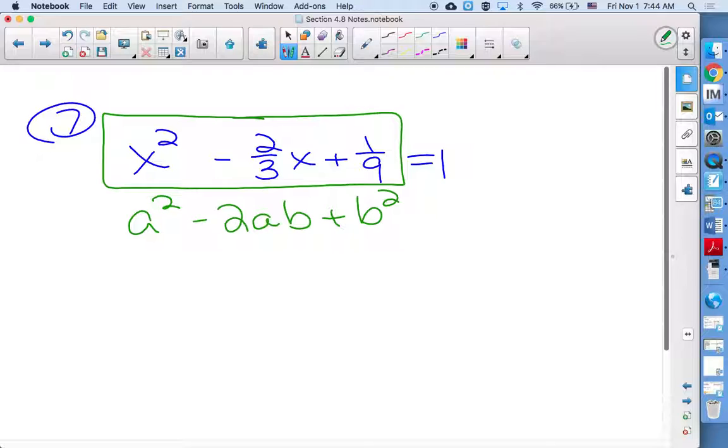Jack, how would you factor that? Wait, I thought it was 9/16. Number 7? Yeah, it's x squared plus 2/3 x plus 1/9 equals 1.